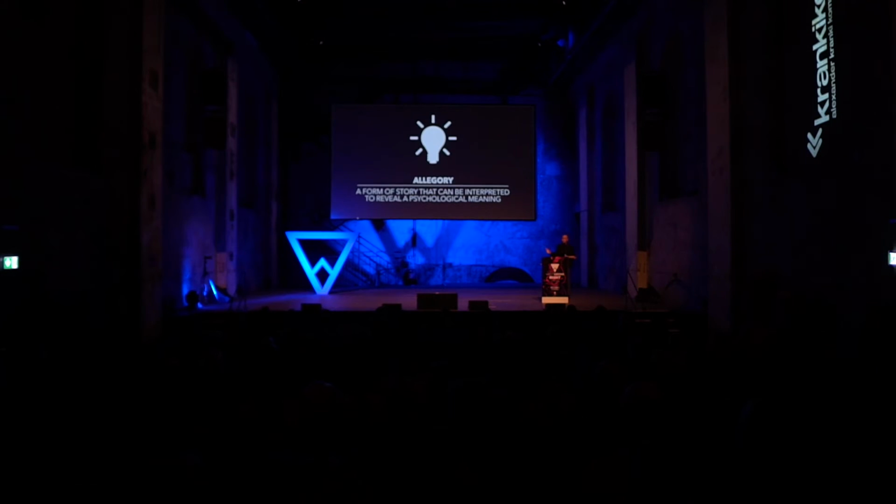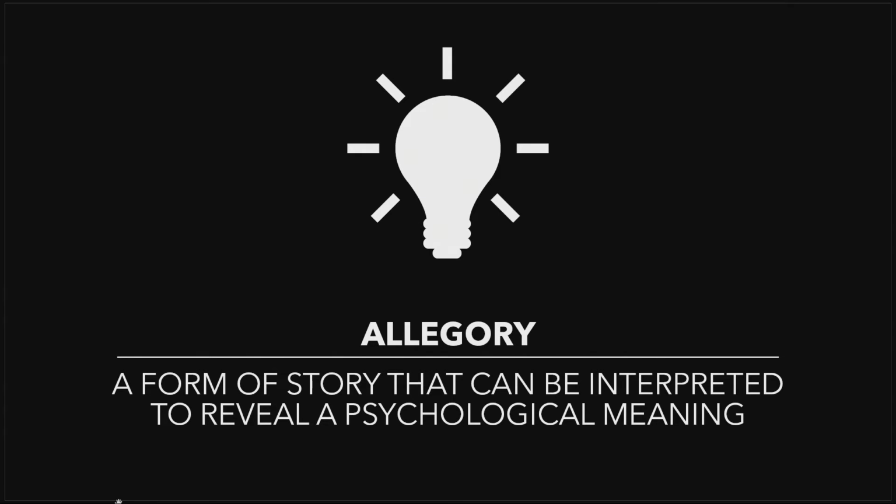But one of the components of great mythology is this concept called the allegory. And an allegory is a form of story that can be interpreted to reveal a psychological meaning. And the Greeks called this polysemic storytelling, which is that when there's two layers, or maybe even more layers to a story, where there's kind of an interlocking of different ideas at different levels.